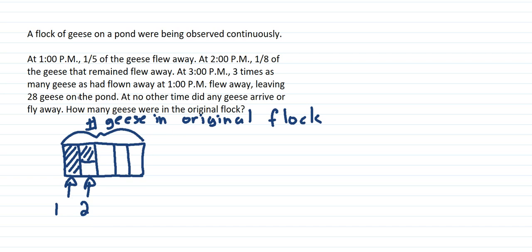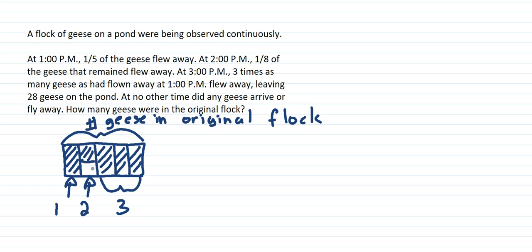At 3 p.m., 3 times as many geese as had flown away at 1 p.m. flew away, leaving 28 geese on the pond. At no other time did any geese arrive or fly away. How many geese were in the original flock? So at 3 p.m., 3 times as many geese as had flown away at 1 p.m. flew away. And remember, at 1 p.m., 1 block worth of geese flew away. So therefore, 3 more blocks have to fly away at 3 p.m. Okay, so at 3, this is going to represent 3 p.m. All of these are gone, leaving only this one white section, okay, leaving 28 geese on the pond. So that little white section represents 28 geese.